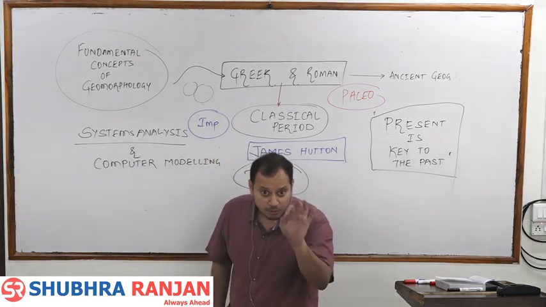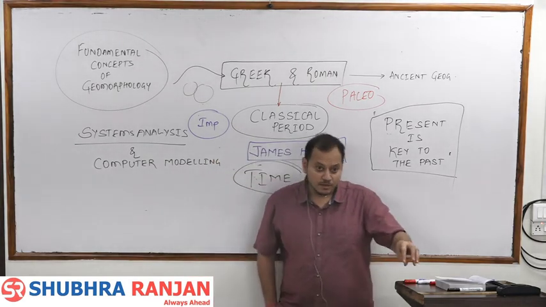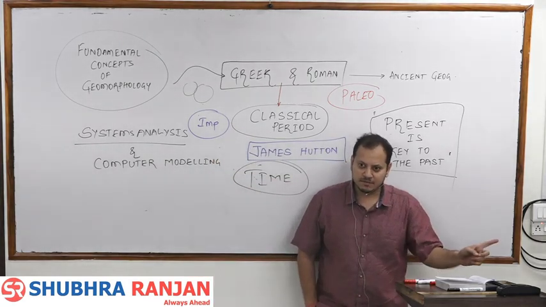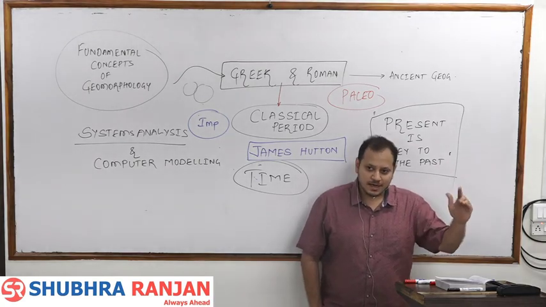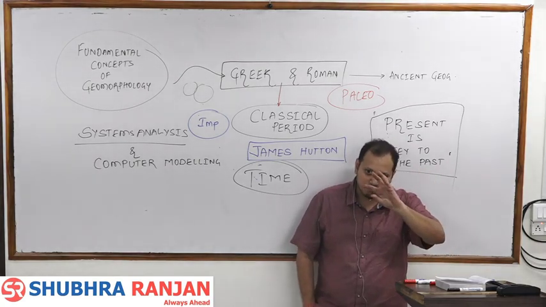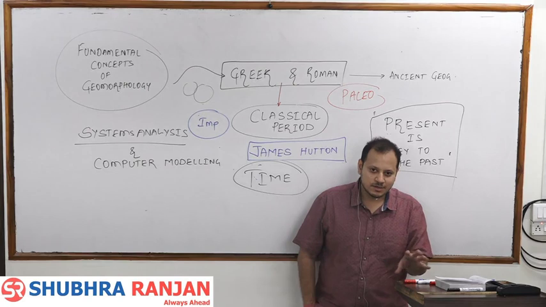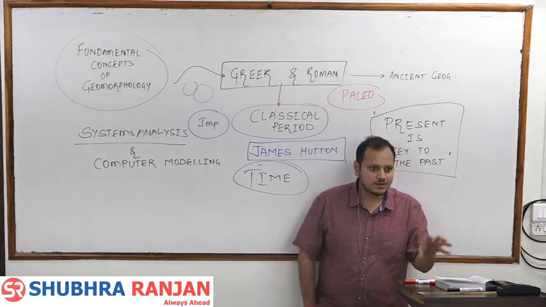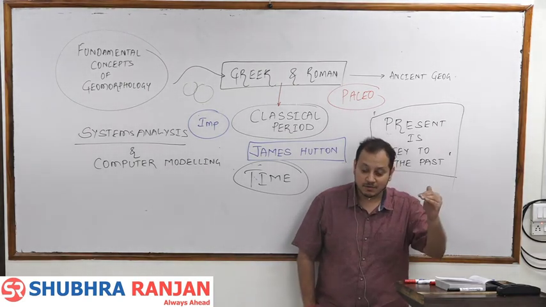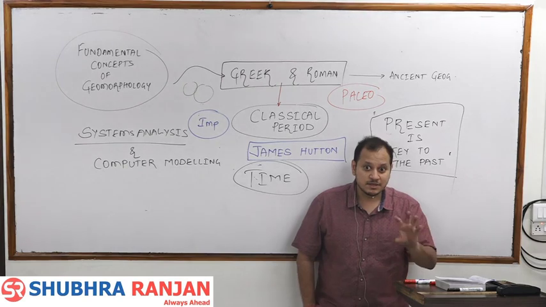But who gave this systems analysis? You must have heard about Savindra Singh, one of the famous books. And have you heard about one of the biggest books of geography, Strahler and Strahler? So Strahler and Strahler gave the concept. He is one of the pioneers of systems analysis in geomorphology.